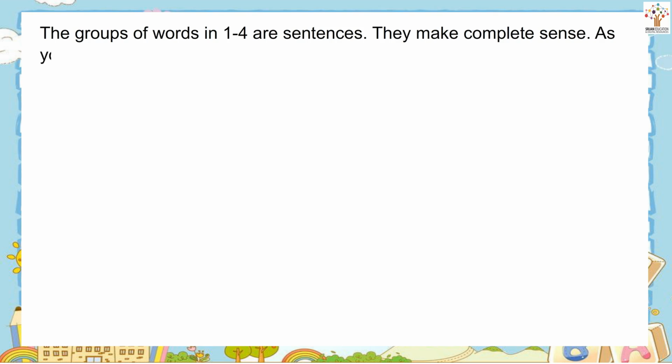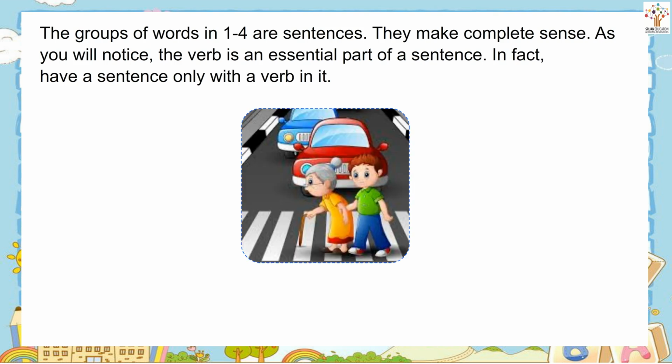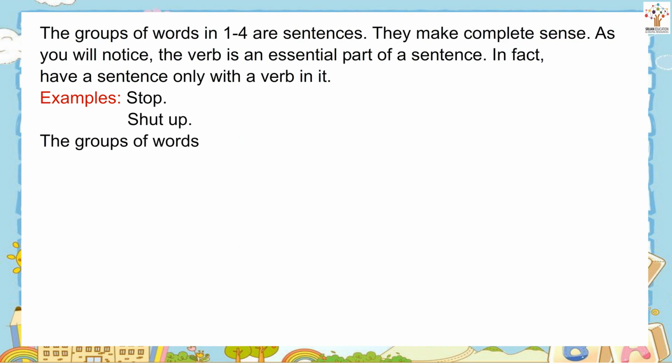The groups of words in 1 to 4 are sentences. They make complete sense. As you will notice, the verb is an essential part of a sentence. In fact, you can have a sentence with only a verb in it. Examples: Stop. Shut up.